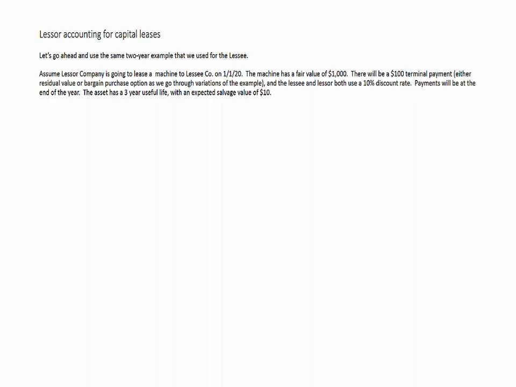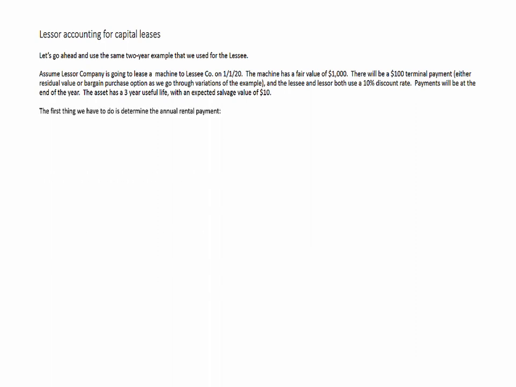There will be a $100 terminal payment, either a residual value or a bargain purchase option, and the lessee and the lessor both use a 10% discount rate. Payments will be made at the end of each year. The asset has a 3-year useful life with an expected salvage value of $10.